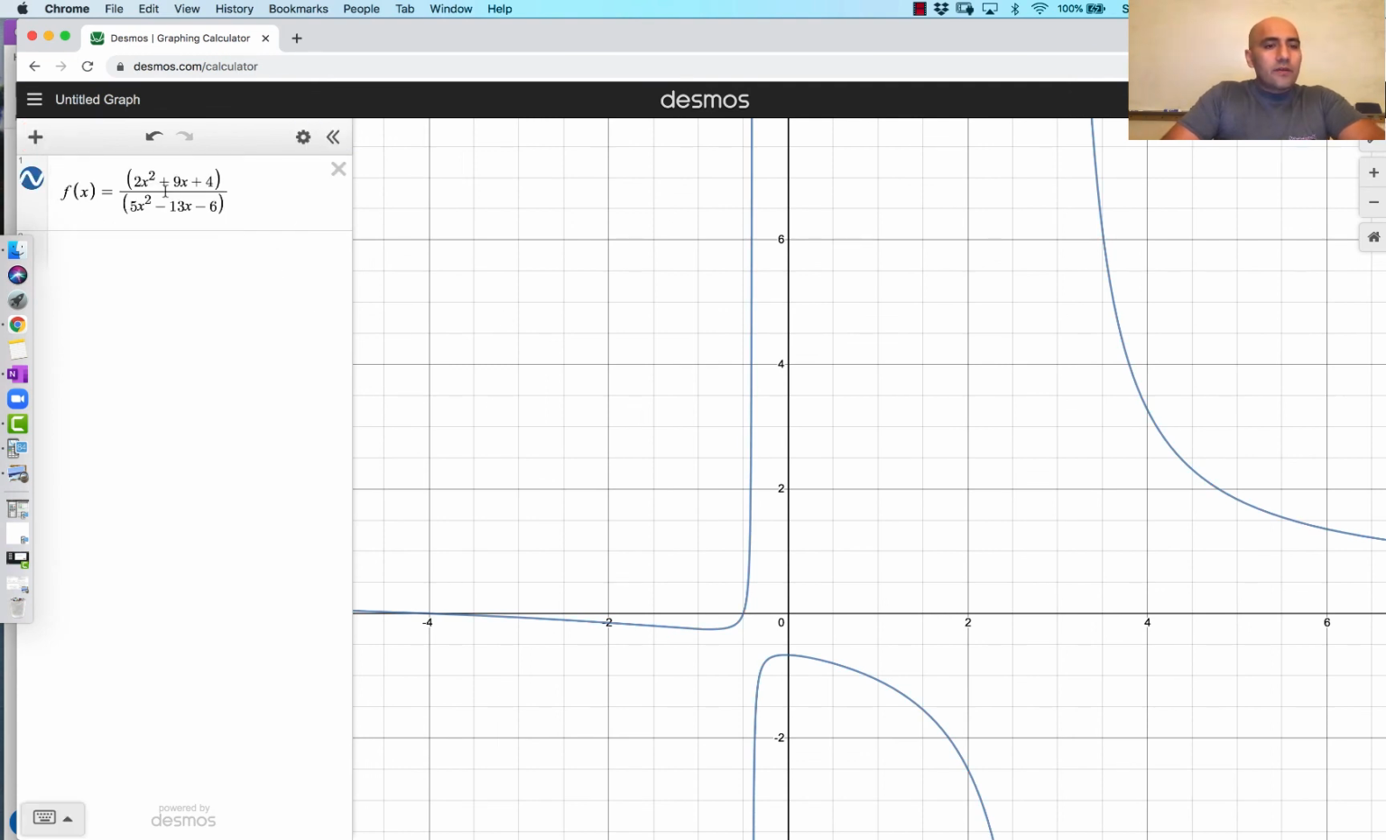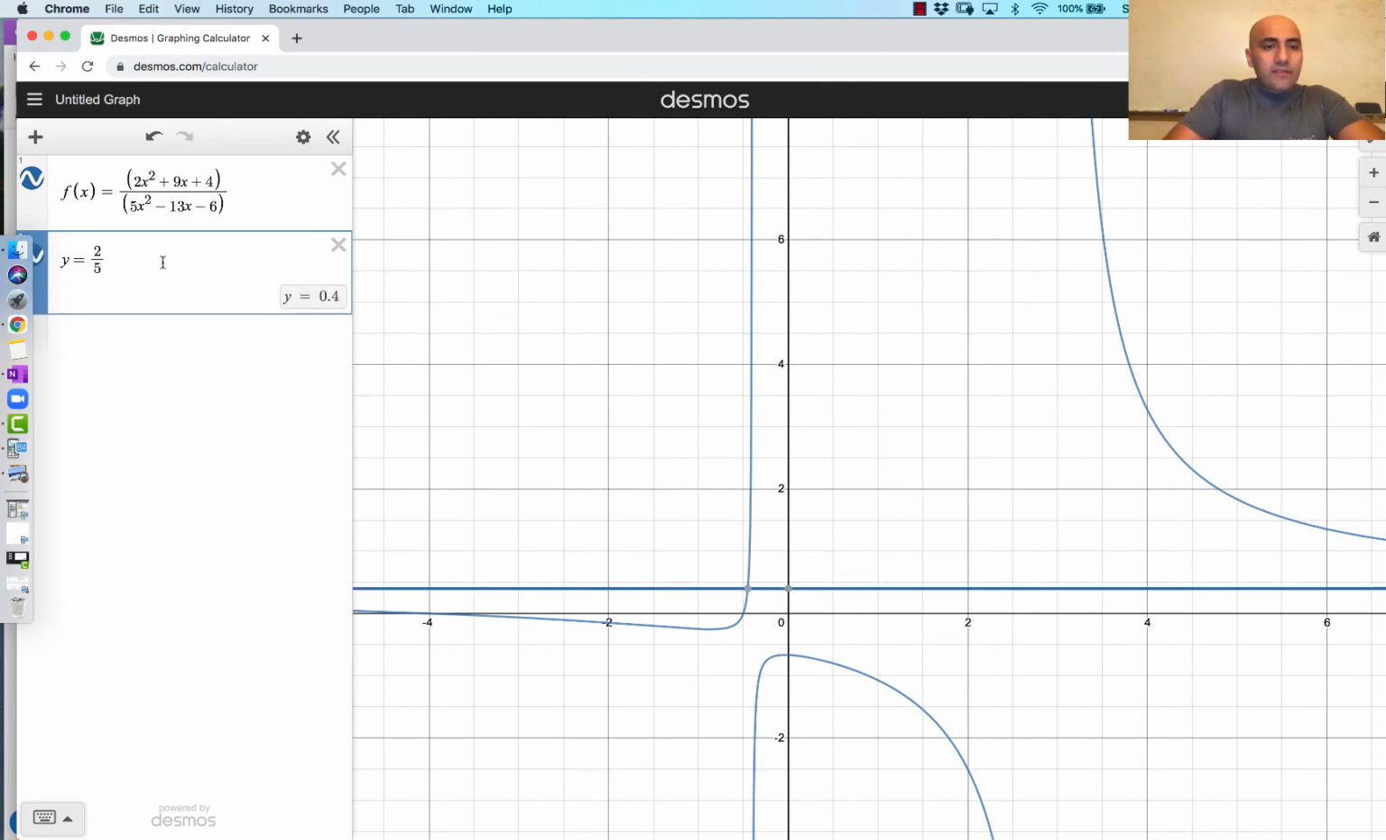Okay, so here is the case that we were looking at, this polynomial. And notice this is the case where they both match. They both have an x squared term in the numerator and the denominator. So they will converge toward the line 2/5. 2/5 is equal to 0.4. So if we just graph the line y equals 2/5, 2 divided by 5, that's going to be 0.4. Let's put it in red.